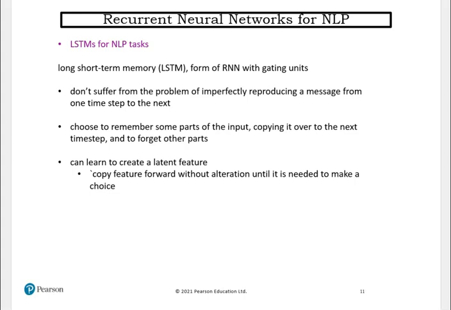So if we train an LSTM on this sentence, it will learn to create a feature for the subject person, a number, and copy that feature forward without any change until it's needed to make a choice like this. On the other hand, the regular RNN will get confused in sentences like this one, because it will forget who's doing the action, who's the subject here.